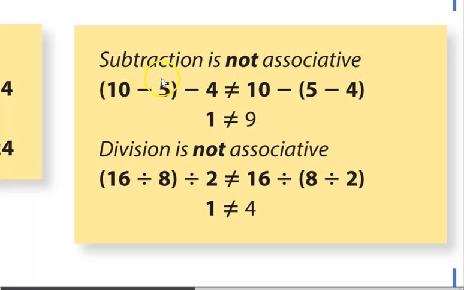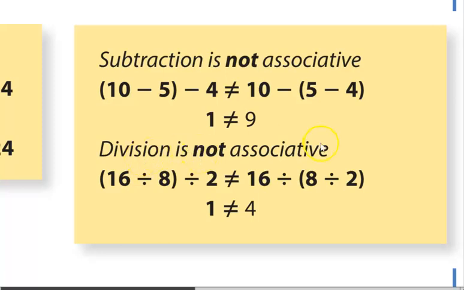So focusing on what's inside the brackets first, 10 minus 5 is 5, and then 5 minus 4 is 1. So on the left-hand side, we have 1. And then focusing again on what's inside the brackets, 5 minus 4 is 1, and 10 minus 1 is 9. So we can clearly see that 1 is not equal to 9. So putting in brackets, depending on where you put them in, does actually change the outcome.